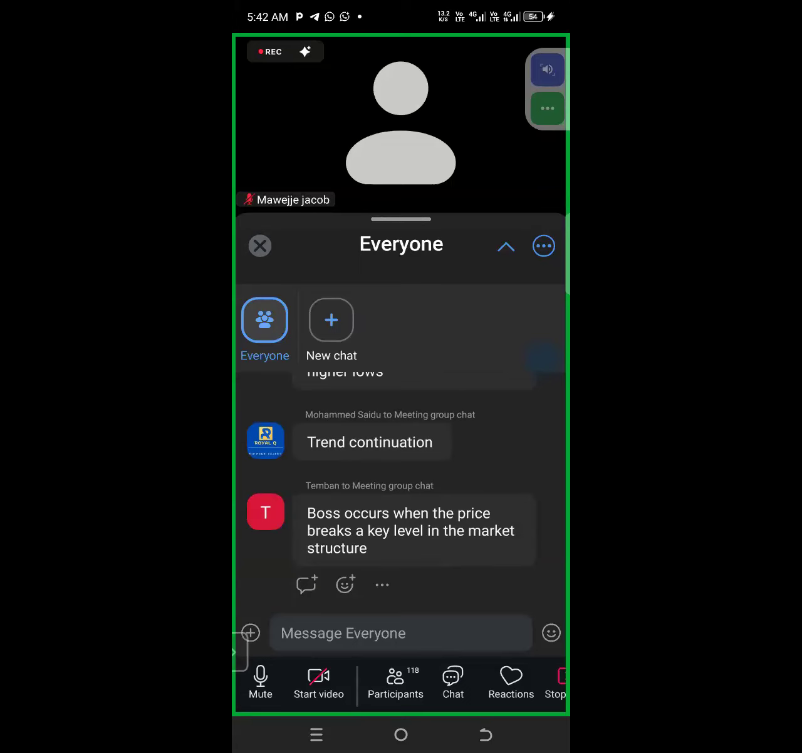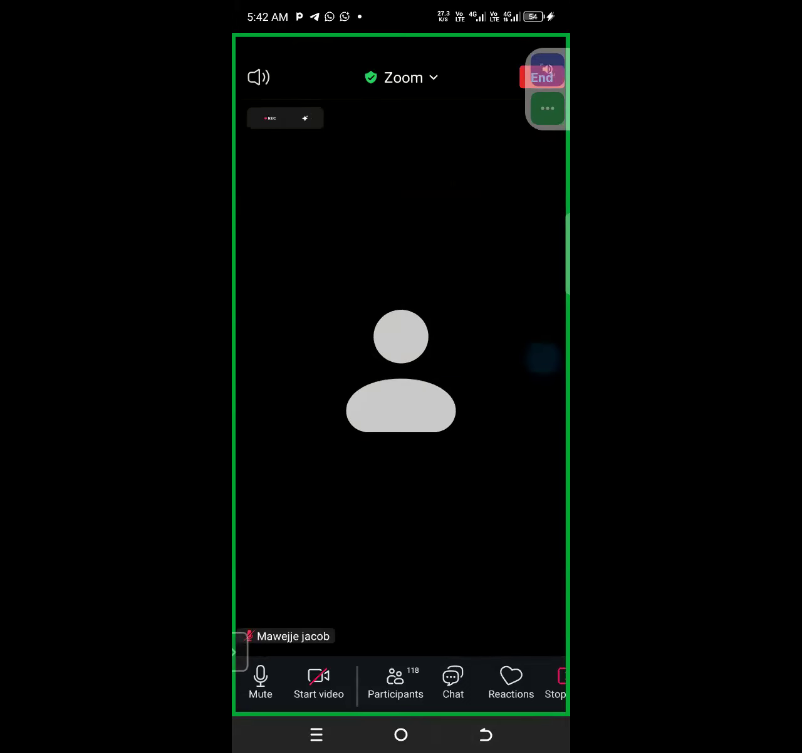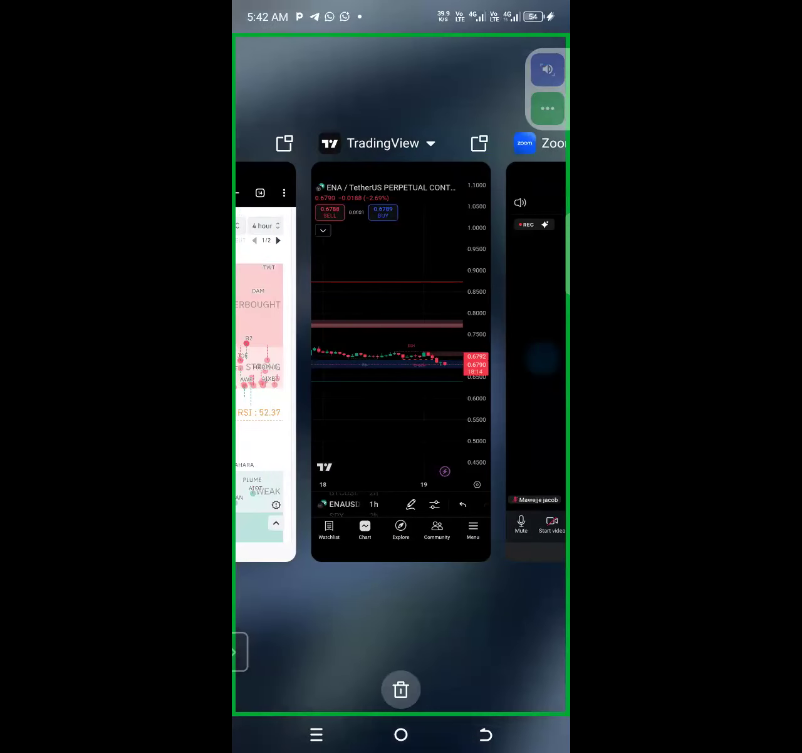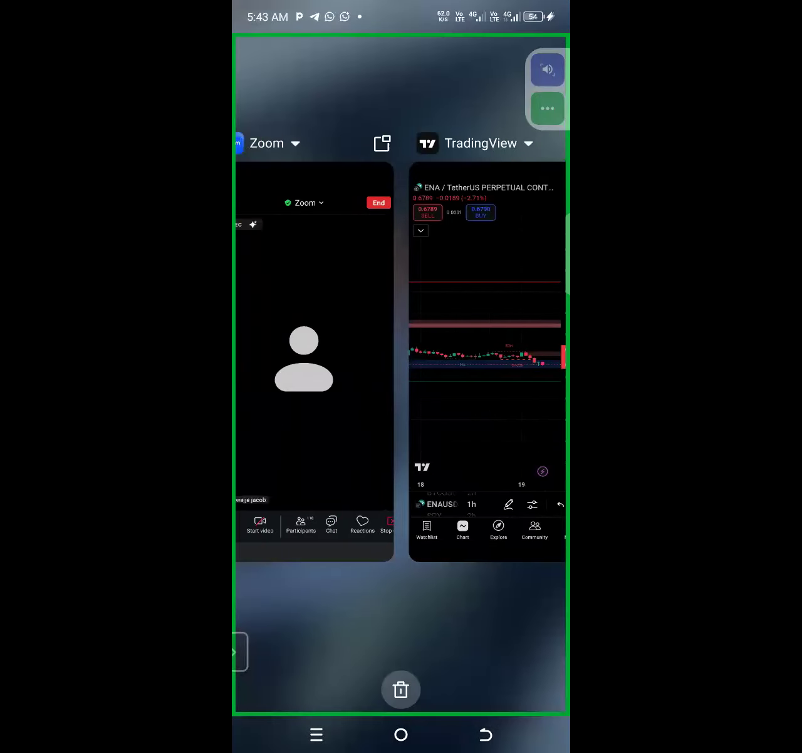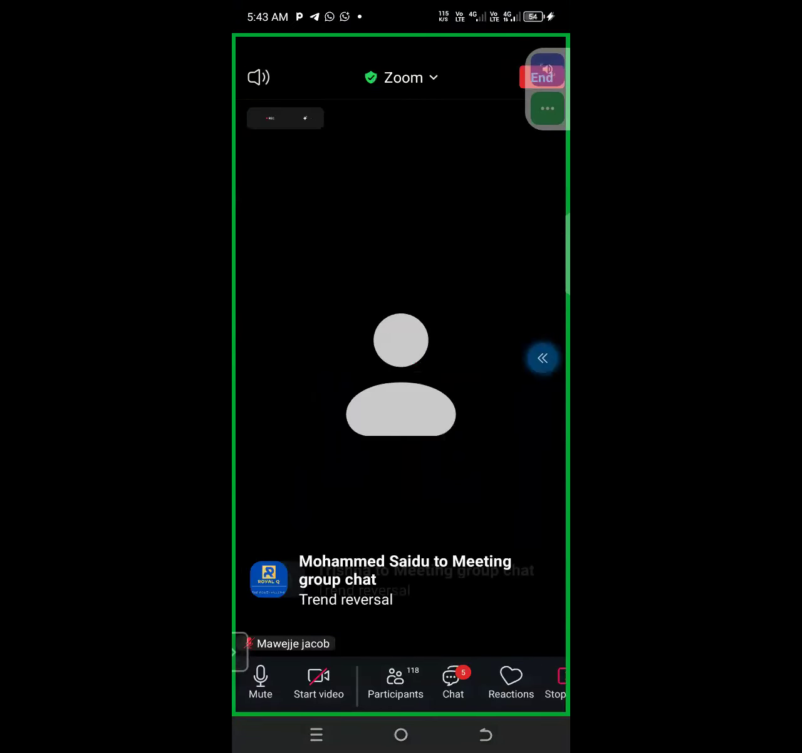It occurs when the price breaks a key level in the market structure. So over here, in simple terms, we said break of structure is price continuation. Then what about change of character? Let me know. What did we say change of characters are? What do you say change of characters are?